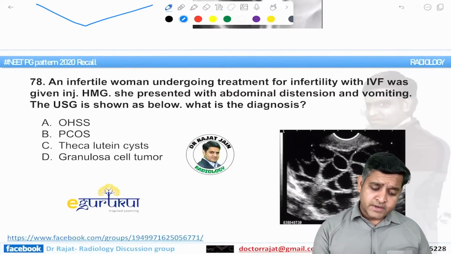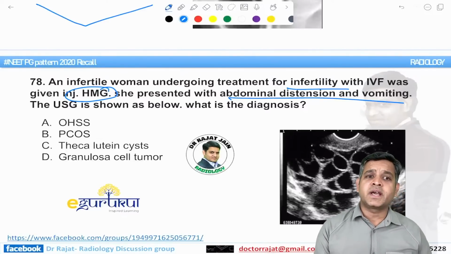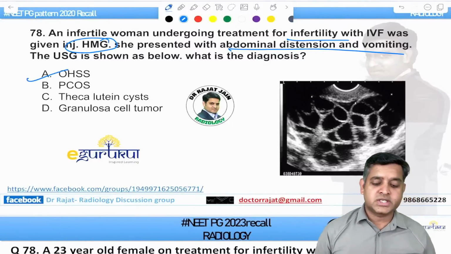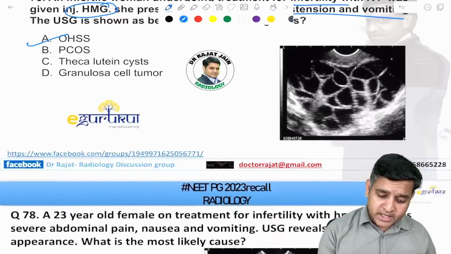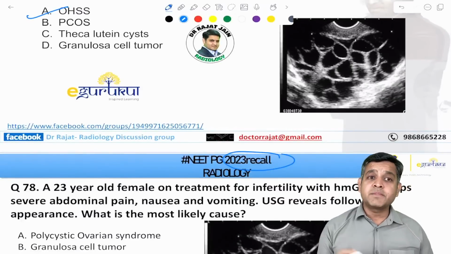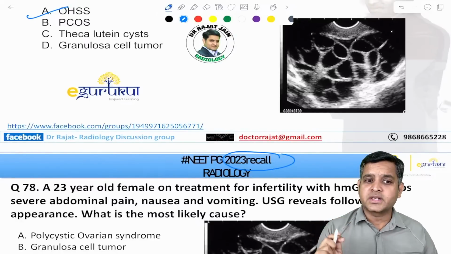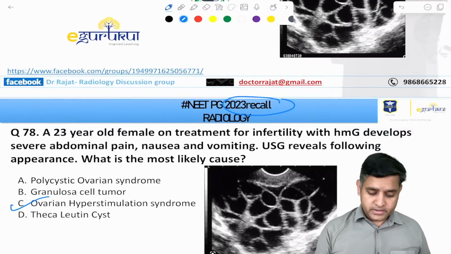78. An infertile woman undergoing treatment for infertility is given HMG, and she has abdominal distension and vomiting. Even if you do not know the image, you know it is OHSS. This was asked in 2020 and again repeated in 2023. Same question, same image, repeated in 2020 and 2023. So OHSS. Alright.